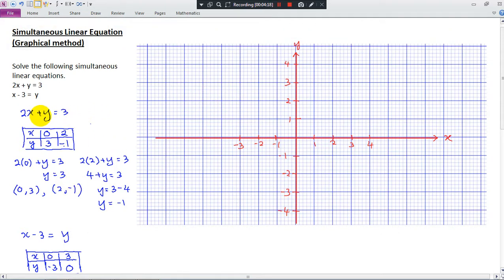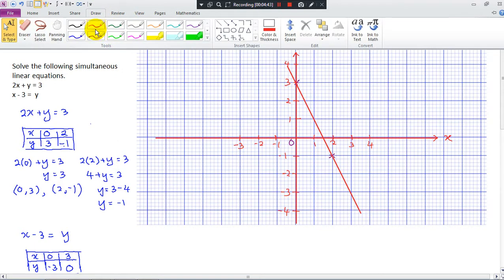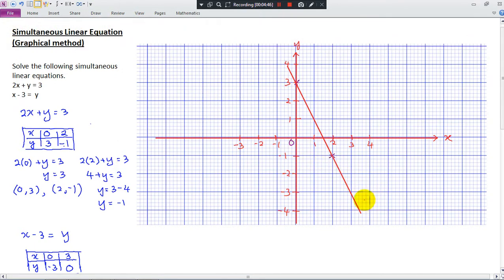Okay, we do this one first. 2x plus y equal to 3. (0, 3) is over here. This is the origin. (0, 3). Another point is (2, -1). (2, -1) is over here. Then just draw a line. Use your ruler. Connect these 2 points together. After we draw a graph, label it 2x plus y equal to 3.